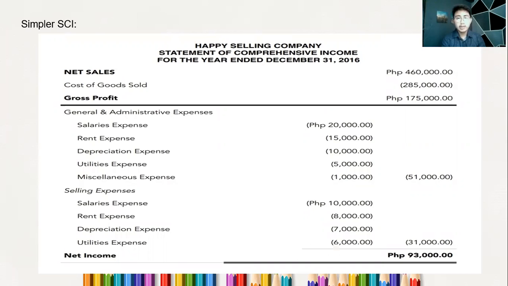So makikita nyo, andyan po yung mga steps na ginawa natin kanina to determine natin. We have the net sales, and we need to get the gross profit first. Then we put the general administrative expenses, and after that we have the selling expenses. Then kapag na-compute na natin yung gross profit, we will just minus the total general administrative expenses, and minus din natin yung selling expenses, and we will have a net income na worth 93,000 pesos. So yan po yung paggawa ng isang statement of comprehensive income.